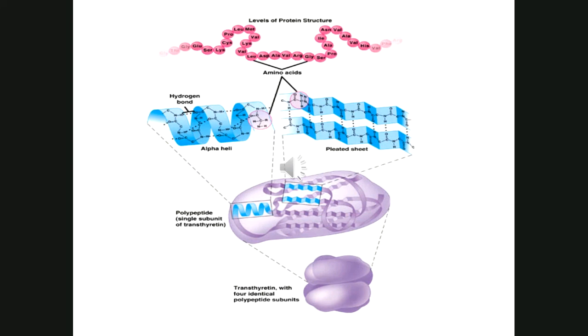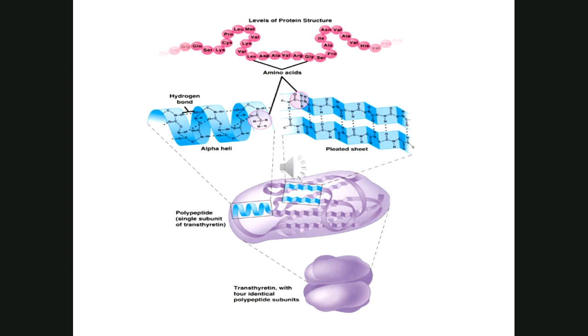They will create a bridge. Whenever there is an S, they will bond the S with the S. They bond with each other, making it a more complex form. This is tertiary structure.